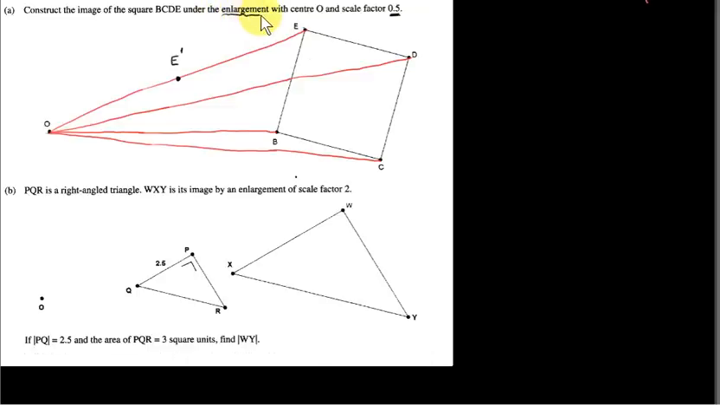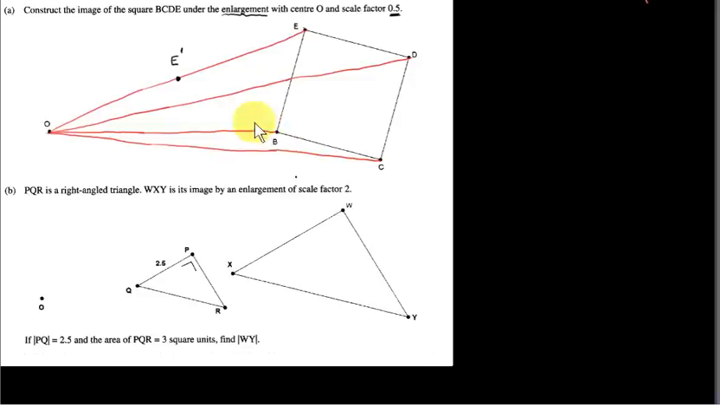Well, this is not really an enlargement because the scale factor is less than 1. We're actually scaling down this square by 0.5. If the scale factor was greater than 1, then we would be scaling up this square. What's happening here is that the side of this square will get multiplied by 0.5. So the side of the image of this square will be half the length of this square.